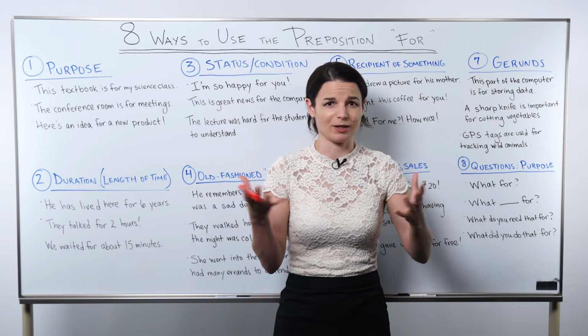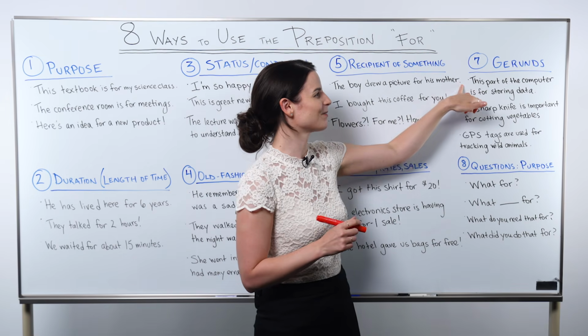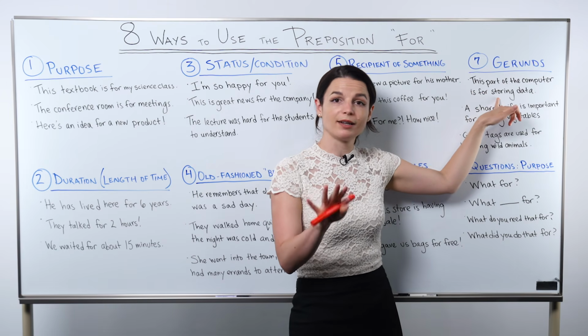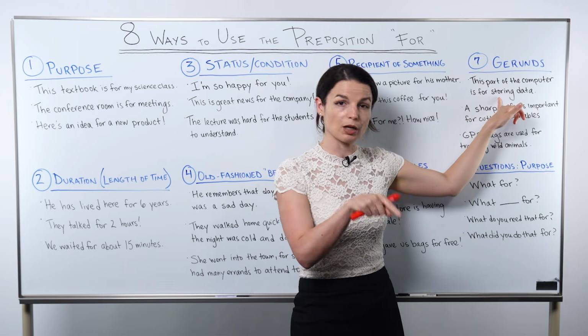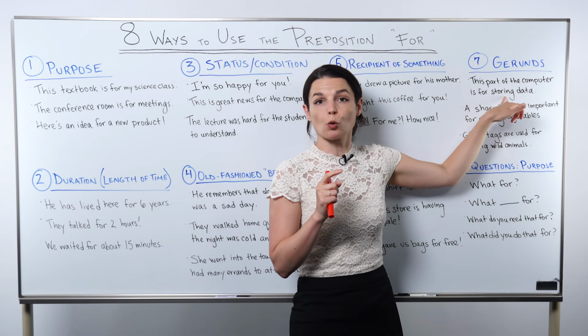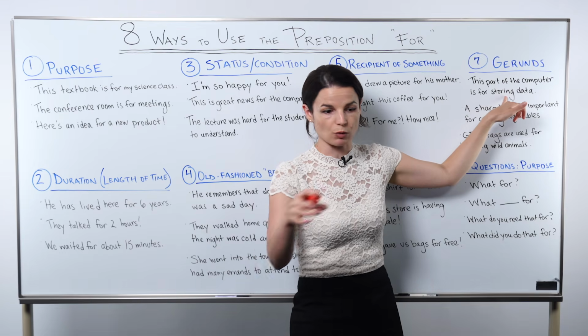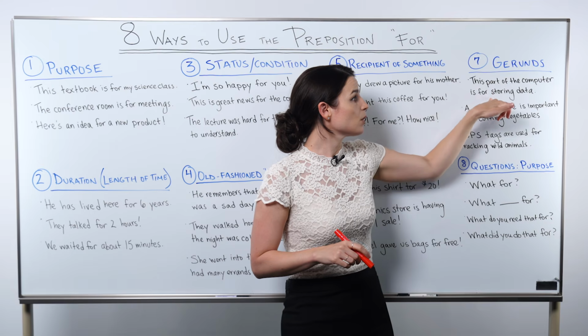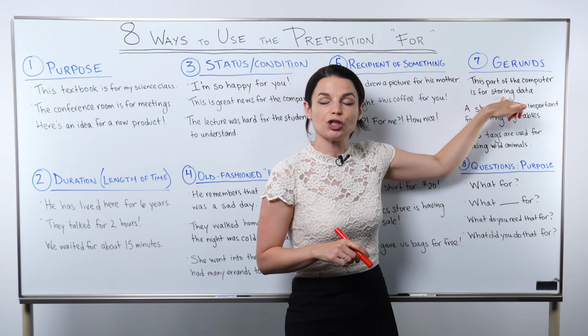So what does that mean? What does that look like? Let's look at some examples. Here's one. This part of the computer is for storing data. Here we have for plus storing. Storing, so to store means to keep something, like in a computer, data in a computer. So we use this for ing pattern.